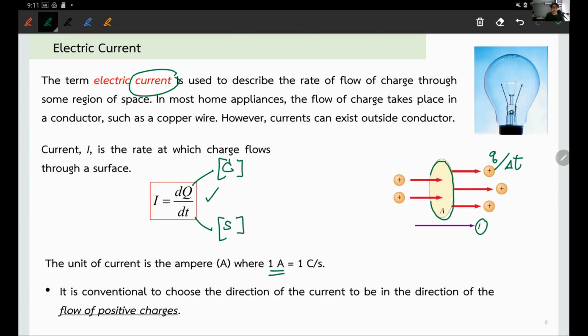Which is very familiar. Your adapter, your charger, is rated by this; you can read what the maximum current is that you can use with that device. It's already written on your specification.